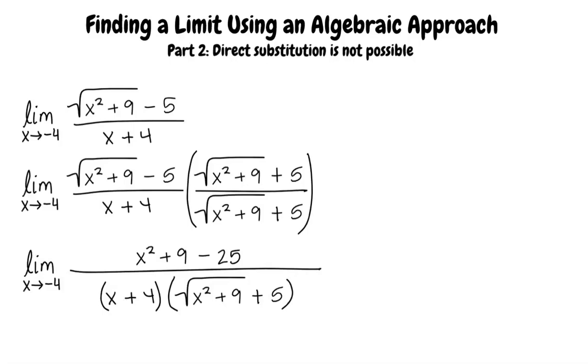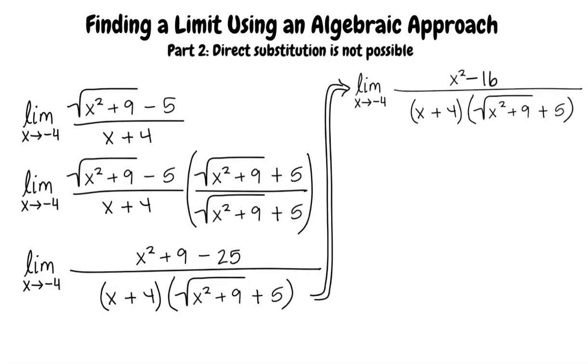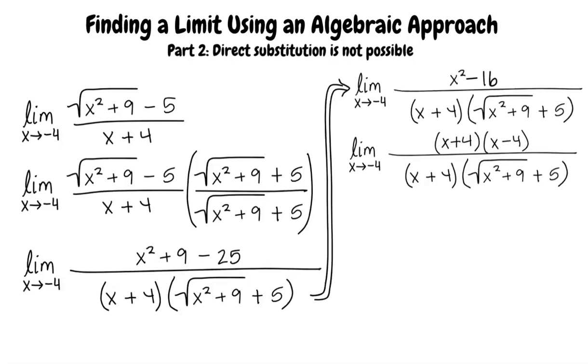Exactly. Please continue down that path. Simplifying, I get x squared minus 16. This factors to x plus 4 times x minus 4. I can now cancel x plus 4 in the numerator and denominator, which equals x minus 4 over square root of x squared plus 9 plus 5.